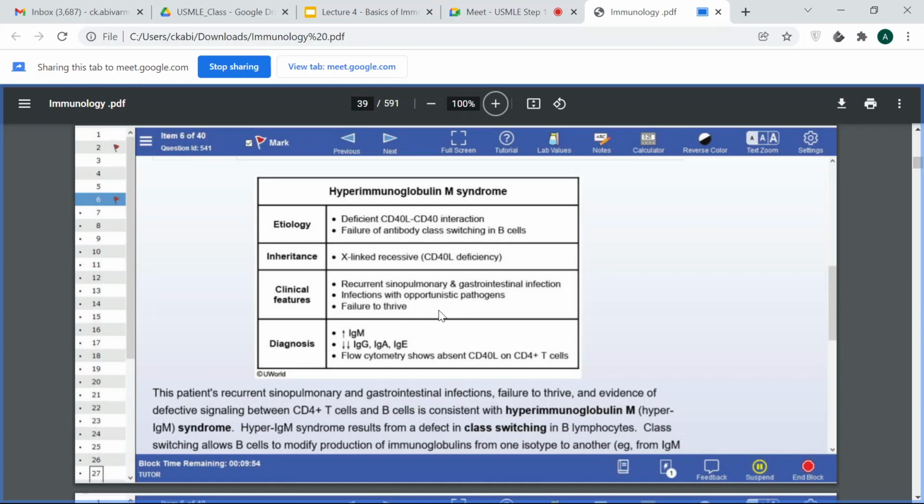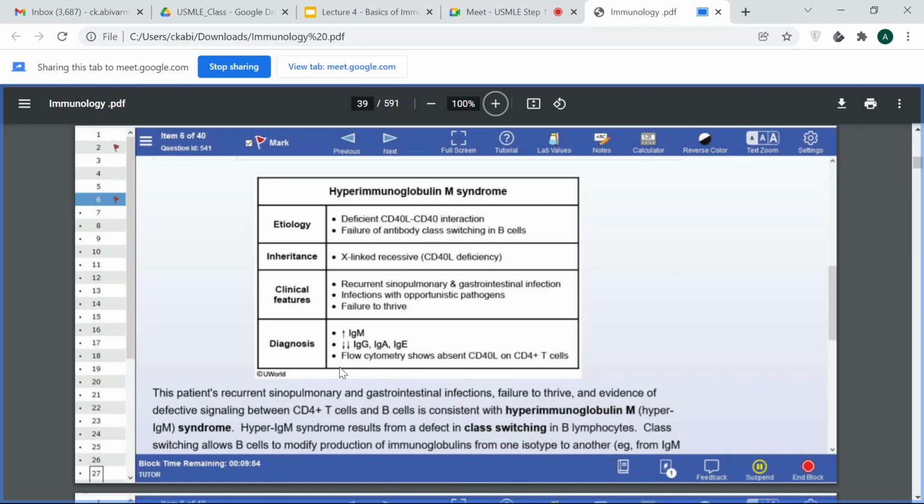Infections with opportunistic pathogens, failure to thrive. In kids, always when they have multiple infections or something that can cause them to not have enough nutrition, they will have failure to thrive. Failure to thrive basically, just keep in mind, means a kid that cannot grow according to his or her age. That's what failure to thrive means. So that's why IgM accumulates, while IgG, IgA, and IgE do not, because there's no class switching.